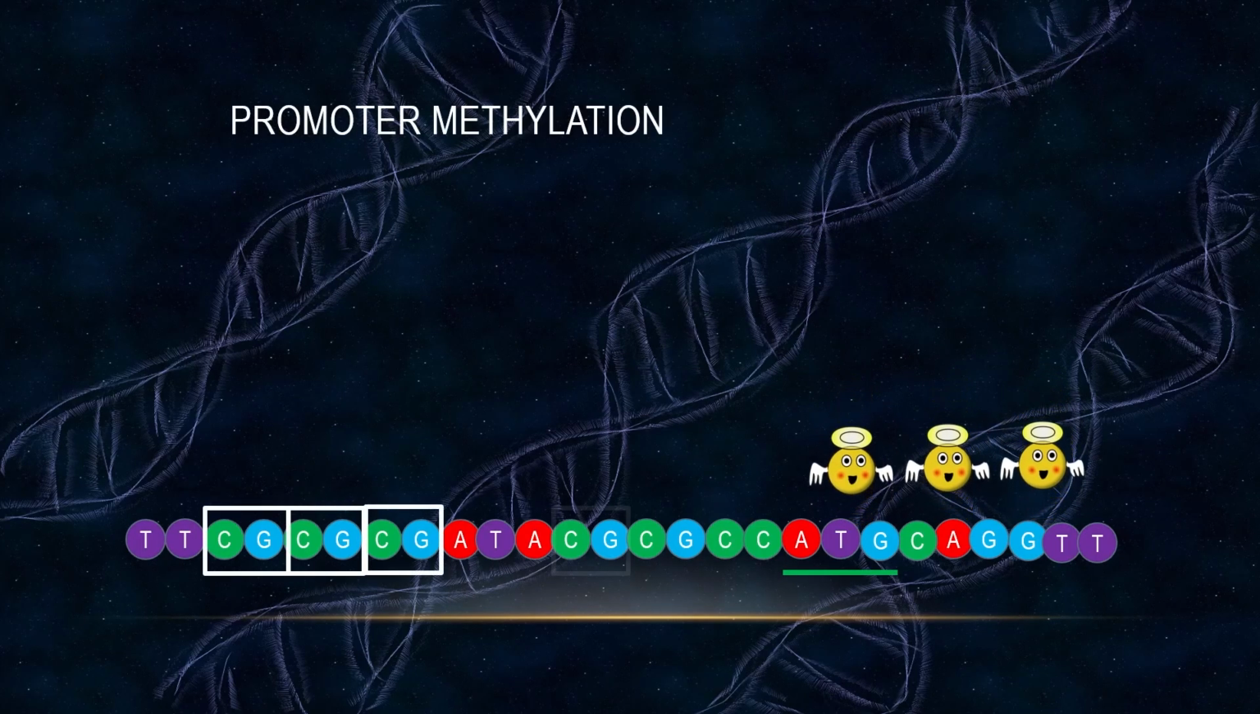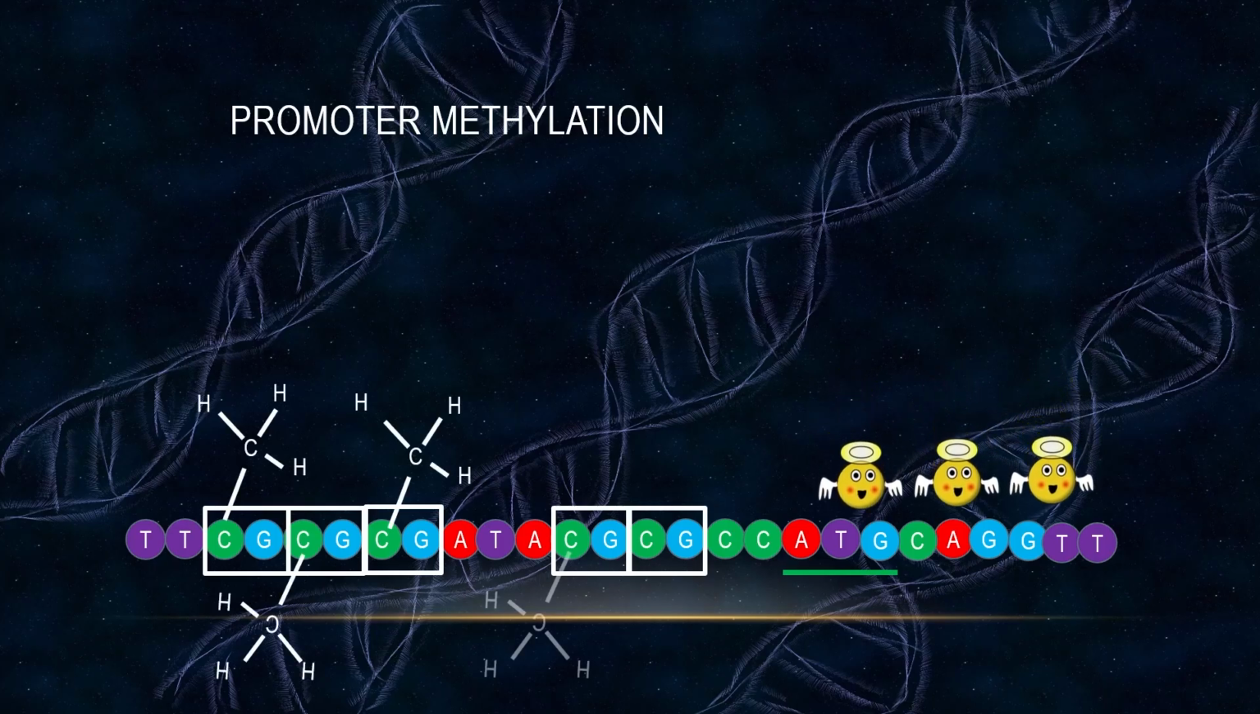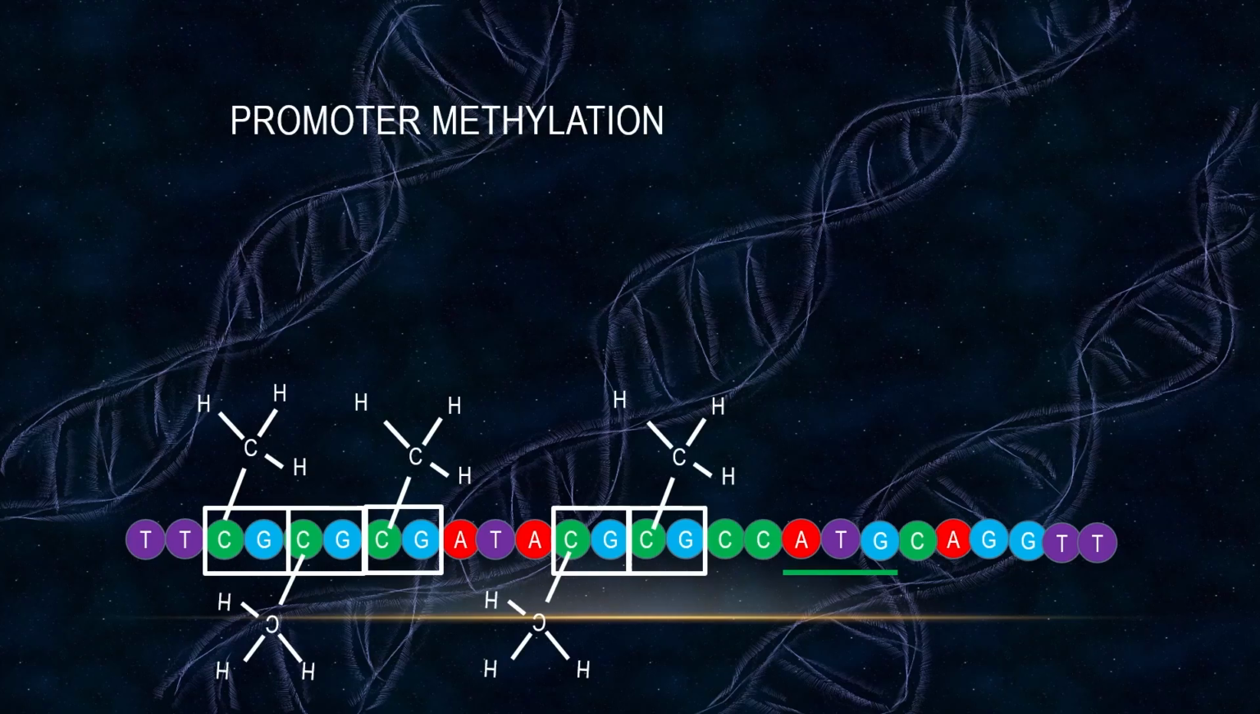So the promoter for this can become methylated in a lot of these tumors. It happens at the CG islands, and then will shut down transcription of the downstream MGMT gene.